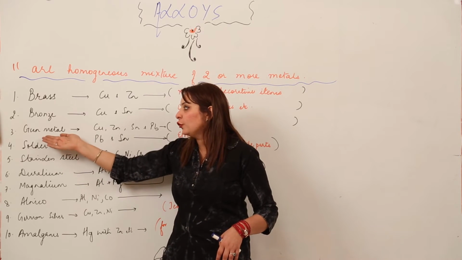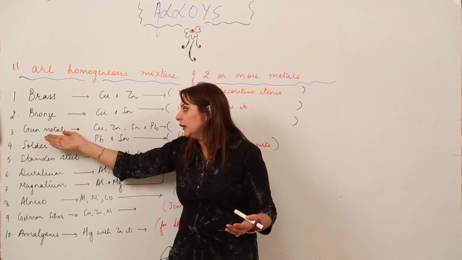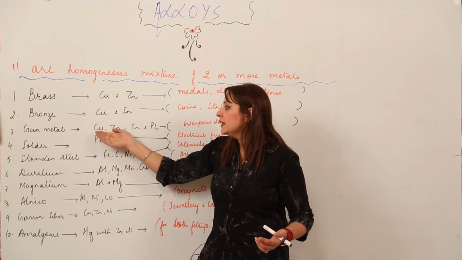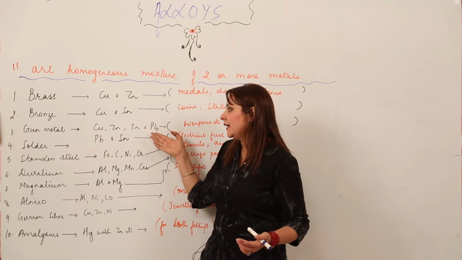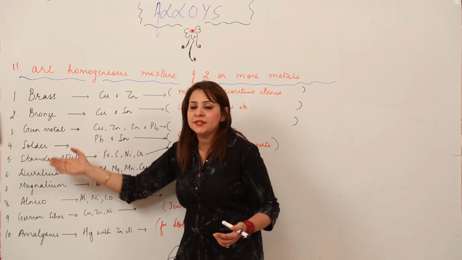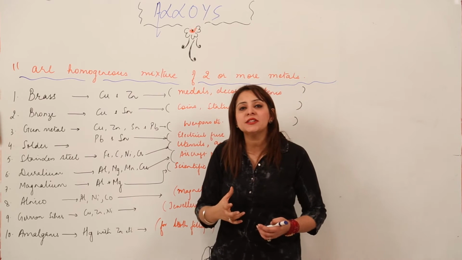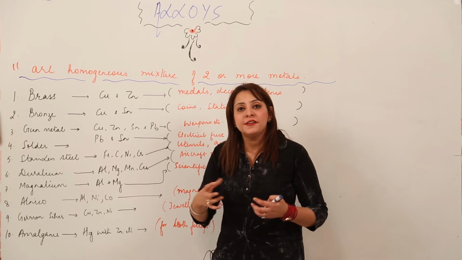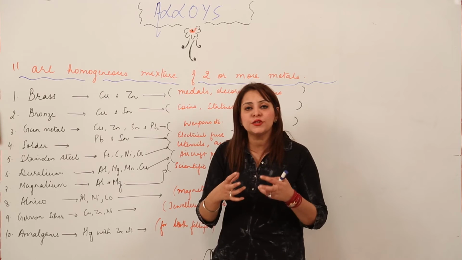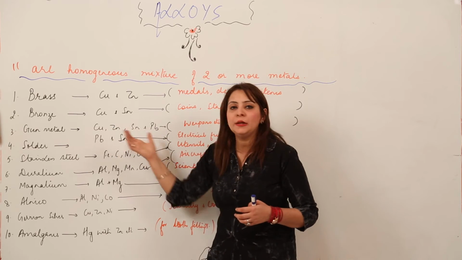Next, the third alloy of copper is gunmetal. It is made up of copper, zinc, tin and lead. Right, copper, zinc, tin and lead. And what purpose is it serving? We are making weapons out of it. How are we making weapons? It is used to make the rifles used in weapons, or the bearings. They are made up of gunmetal.